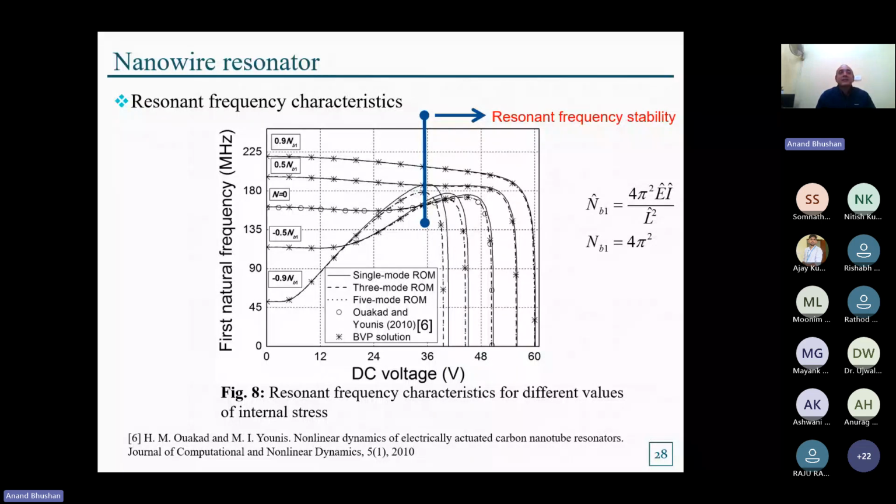For example, for the case when we have a tensile type of residual stress, we are getting a just decreasing type of resonance frequency characteristic. But when we have a compressive type of residual stress, the resonance frequency first increases and later it reduces to 0.